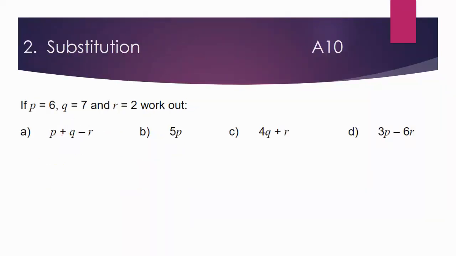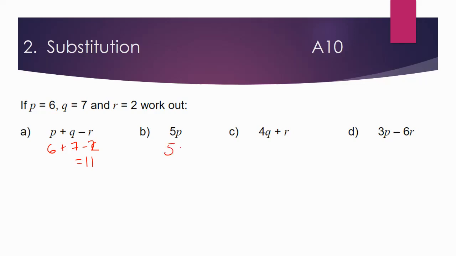Substitution. This is swap the letters for the number that we're given. So we've got P is 6, Q is 7, R is 2. So 6 plus 7 is 13. Take away 2, leaves us with 11.